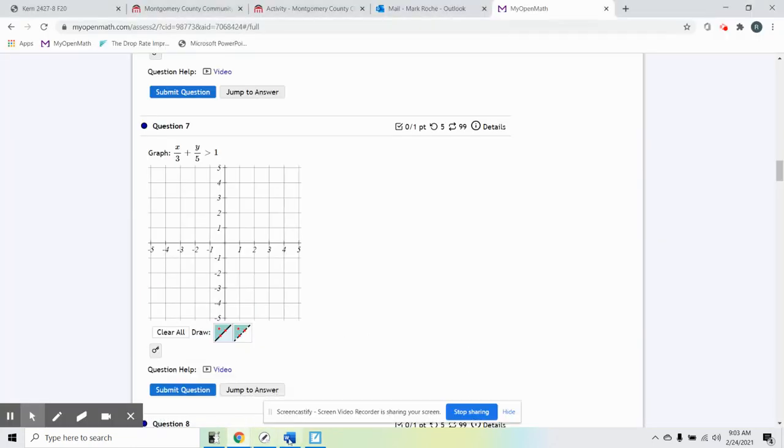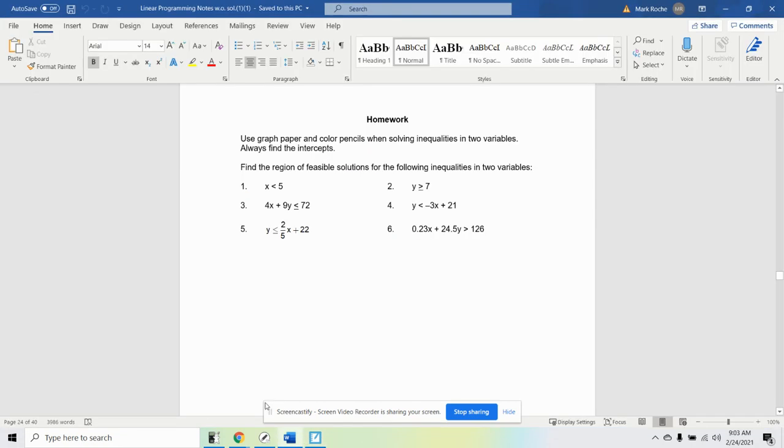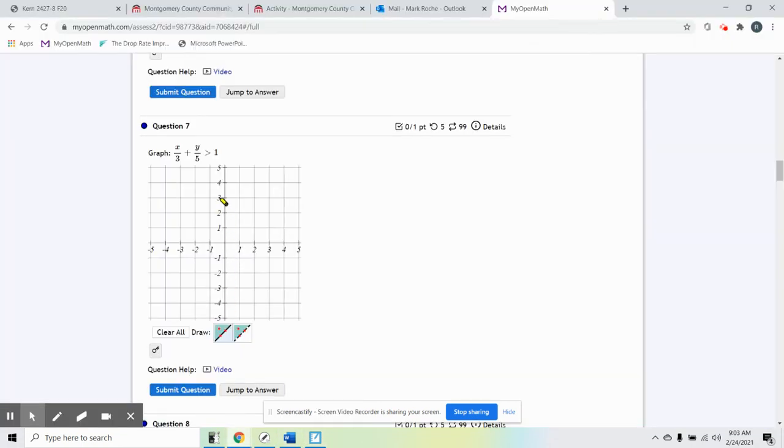So I'm going to go back to my graph. I'm going to say, okay, my intercepts are 0, 5, and 3, 0. So let's start by graphing them. 0, 5 is right here. I'm going to do a dotted line because it's just greater than. 0, 5, 3, 0. And I said the 0, 0 side doesn't work, so I'm going to shade above. You can put the point anywhere you want as long as it's above the line, and that's going to be your answer. It's a little tricky, but you have to figure out everything before you graph it, okay? Both intercepts and which side to shade, and that's going to be your final answer.